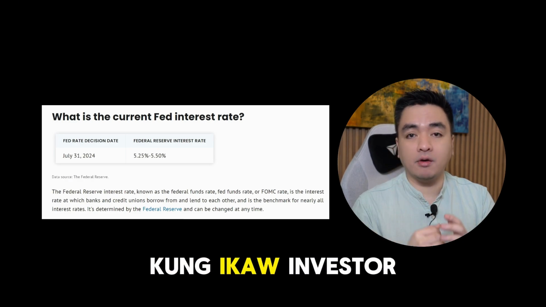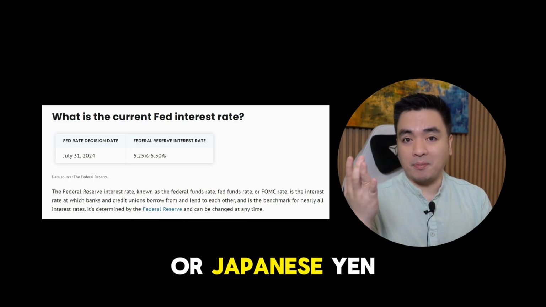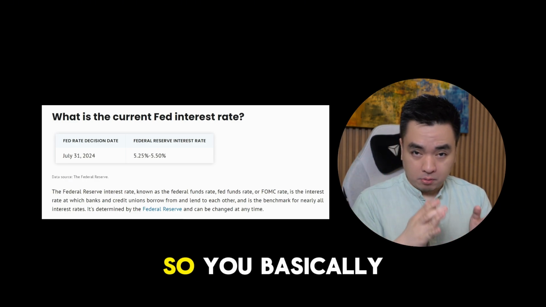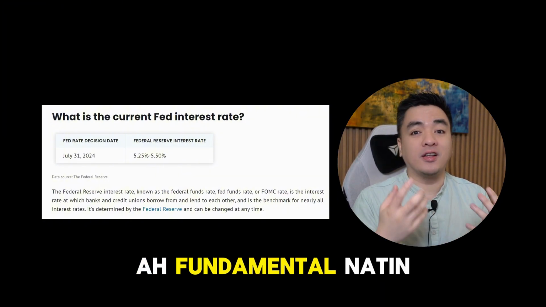So ibig sabihin, kung ikaw investor ka, saan mo ilalagay yung pera mo? Sa US dollar ba or Japanese yen? So where do you actually put your money? So you put your money on the US dollar. So ganun lang po yung fundamental natin.